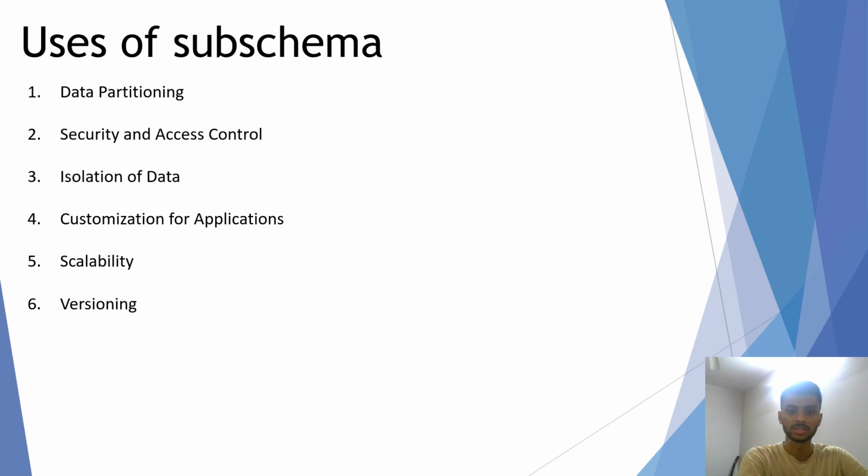Customization of applications. Applications with specific data requirements can have their own subschema tailored to their needs, thus allowing customization without affecting the overall database structure. Scalability involves large-scale systems that can be scaled depending on the data requirements. Versioning: subschemas can be used for versioning strategies. Different versions of application services work with designated subschemas. This allows for smooth transitions and backward compatibility during updates.